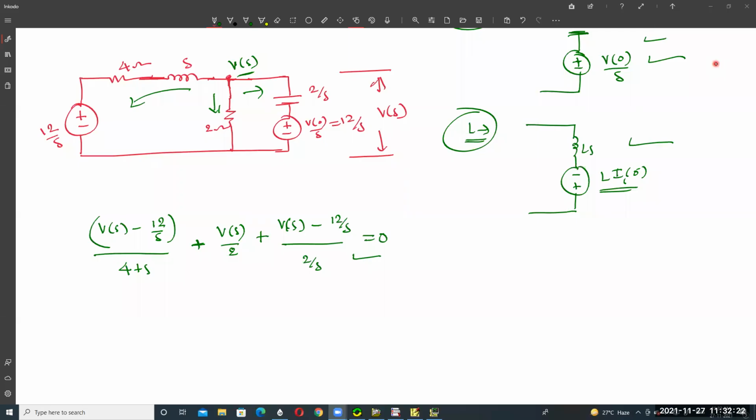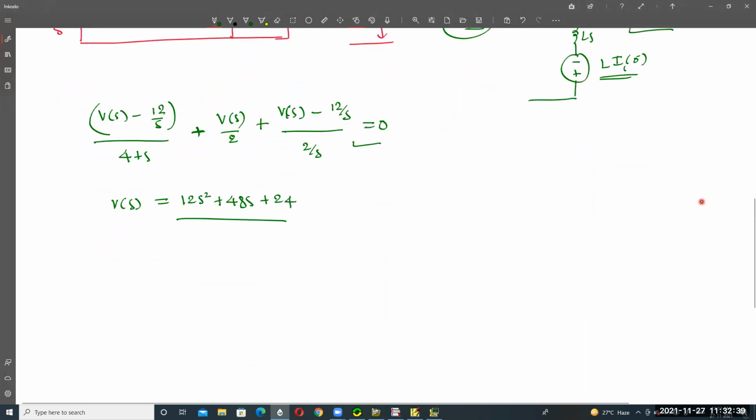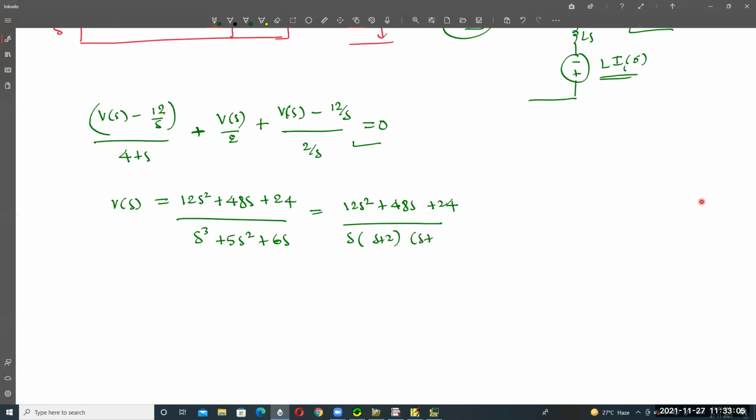Simplify this expression. You will get V of s is equal to (12s² + 48s + 24) divided by (s³ + 5s² + 6s). This can be written like this: 12s² + 48s + 24 divided by s times (s + 2) times (s + 3), which is nothing but s³ + 5s² + 6s.